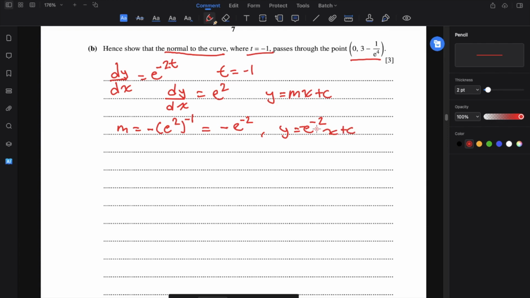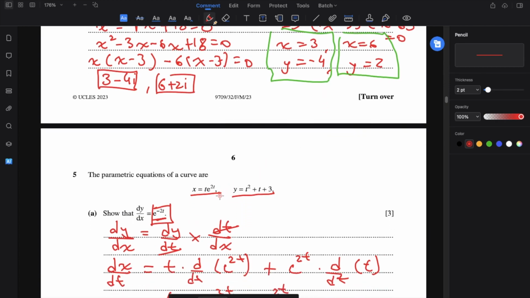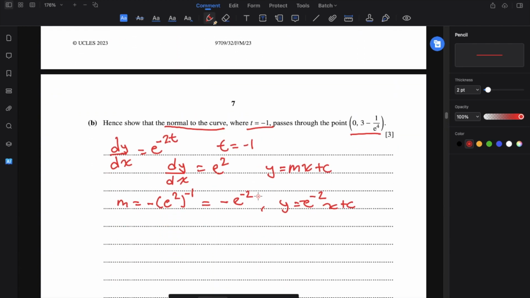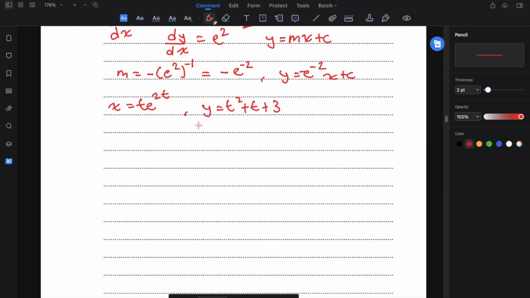plus c. Now we also know from the previous question that x is equal to t into e to the power 2t and y is equal to t squared plus t plus 3. So let's write that down here also. x is equal to t into e to the power 2t and y is equal to t squared plus t plus 3. So now we know this also. So when t is equal to minus 1, let's find out the value of x and the value of y.